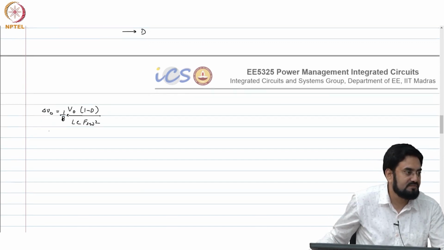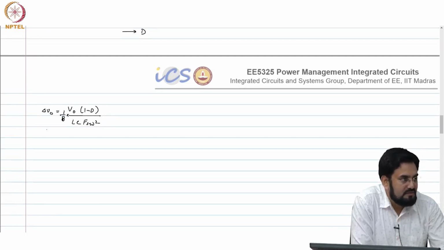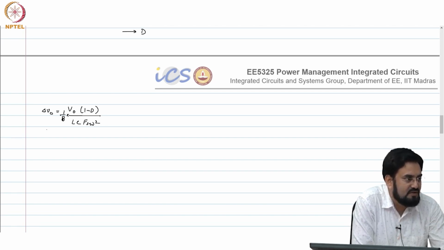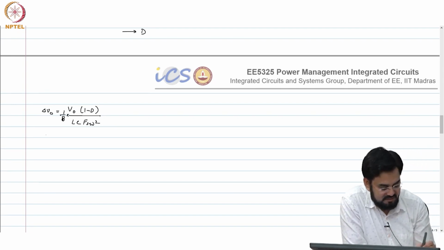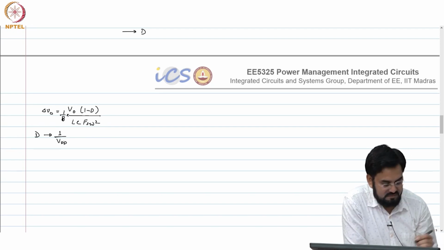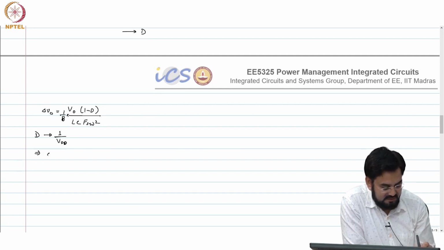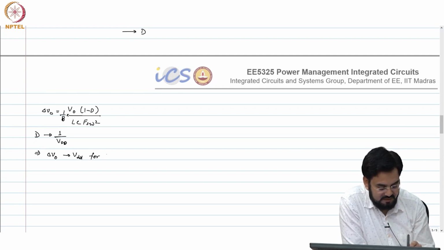So, what will happen to the duty cycle? Same as previously. No, the D product is missing from here. V out is constant. When V in is increasing, what will happen? D will decrease. So, delta V out will increase. Correct. Which means D is inversely proportional to V in. Correct. This implies delta V out is proportional to VDD for constant V out.